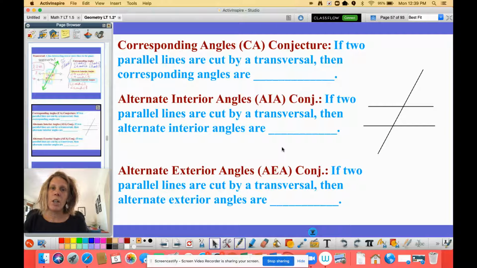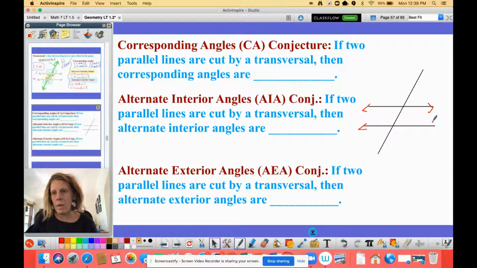So here are our conjectures for corresponding angles, and you'll need to pause the video to make sure you get this down. If two parallel lines are cut by a transversal, and I'm going to draw this again. So I have my two parallel lines, I think it was L and K, and then M is my transversal. Remember that these were parallel lines. I'm going to mark those. If two parallel lines are cut by a transversal, then corresponding angles are congruent.